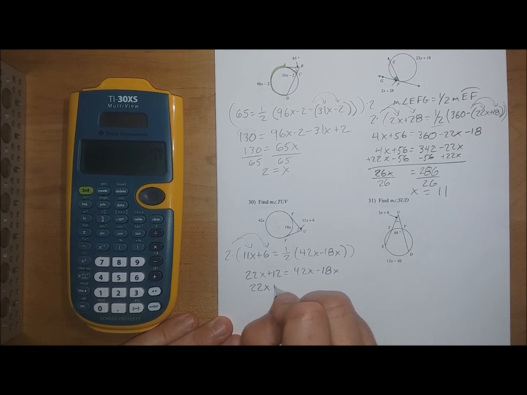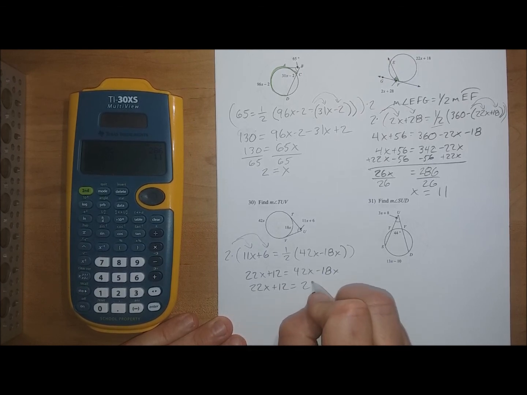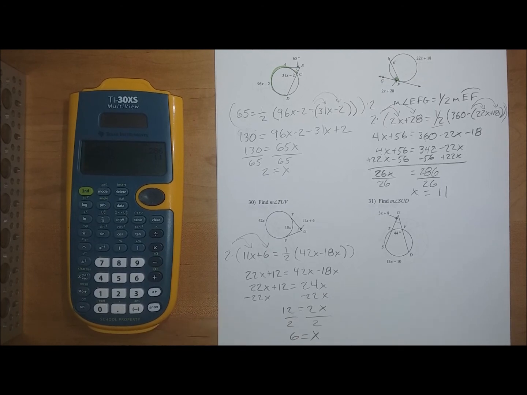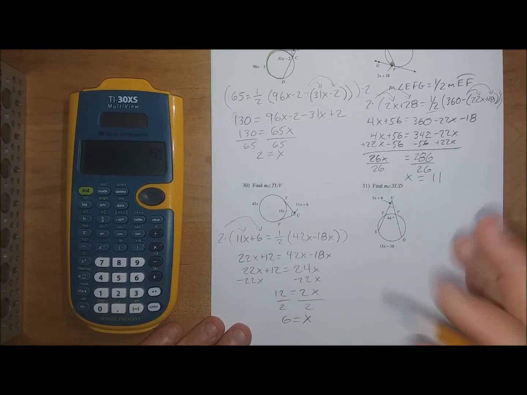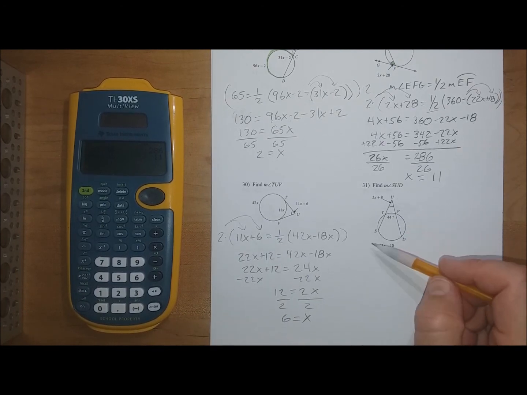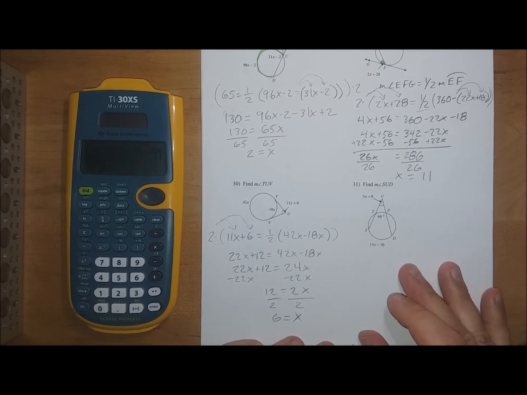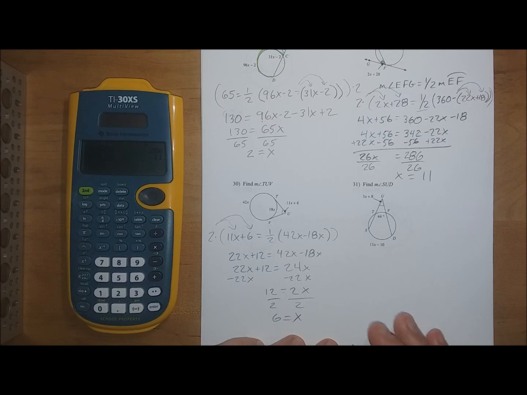So 22x plus 12 equals 24x. And if we subtract 22x from both sides, I think you're going to find that 12 equals 2x and 6 equals x. Good. Let's try the same thing here, except this time we don't have tangents. We've got two secants intersecting outside the circle. Concept is the same, right?